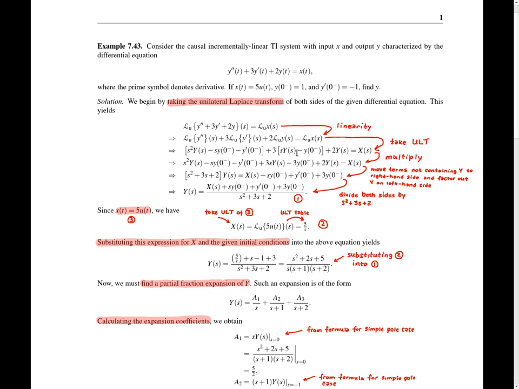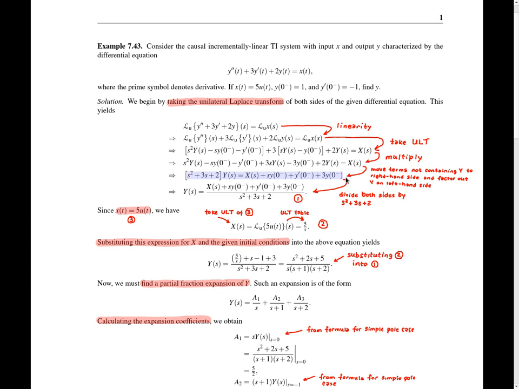Next, we can multiply the 3 into the terms in square brackets to yield the next line, in other words, this line here. Now we move the terms not containing big Y to the right-hand side of the equation and factor out big Y on the left-hand side of the equation. This yields the next line, in other words, this line here.